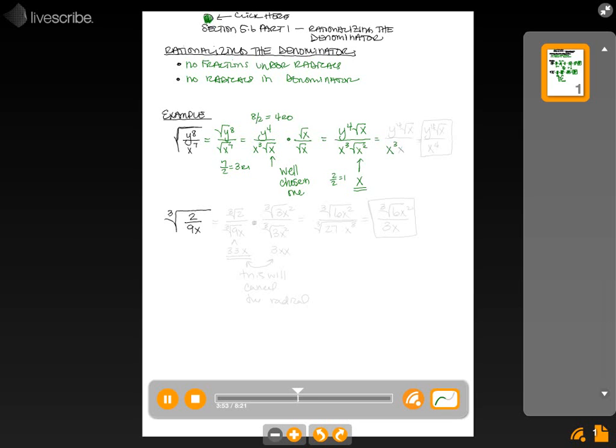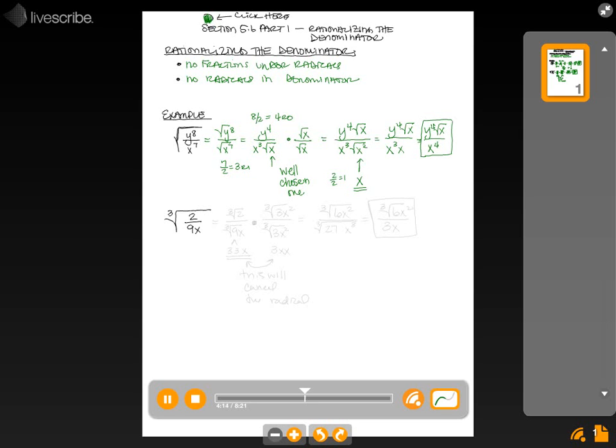So now we have x cubed in our denominator. Our numerator stayed y to the 4th times the square root of x. We're going to simplify this one more step: y to the 4th square root x over, there's really 4 x's in our denominator. And now there's the answer to the problem.